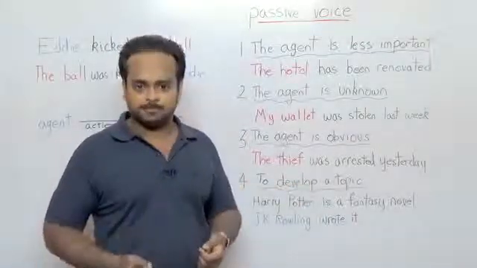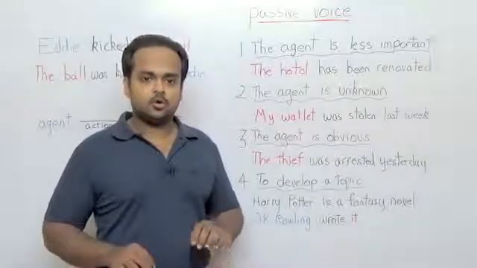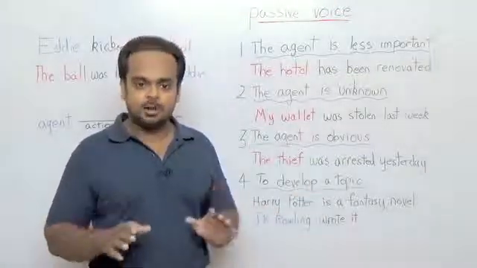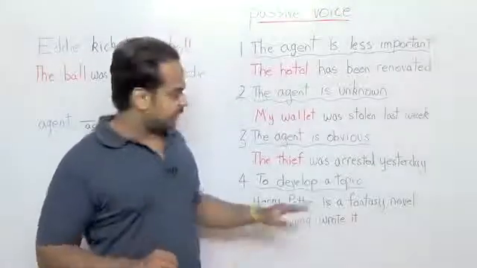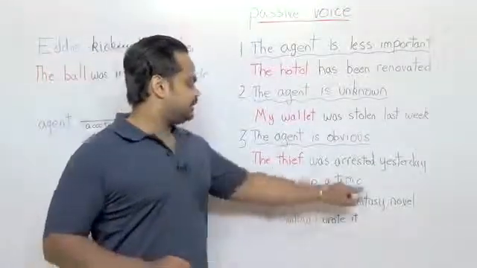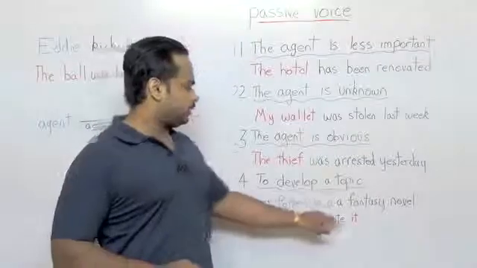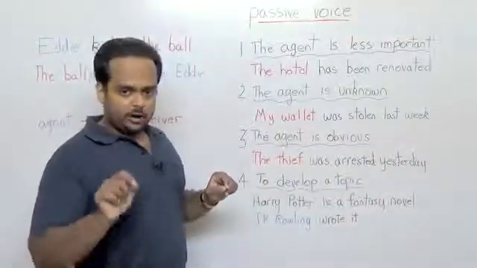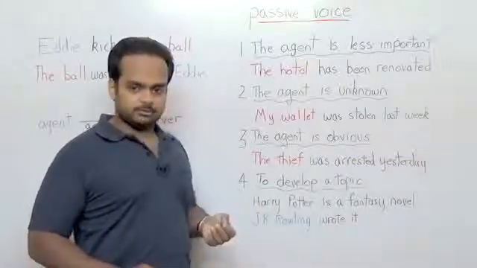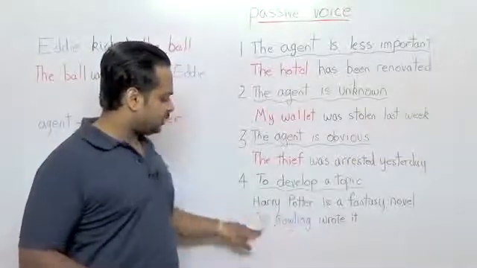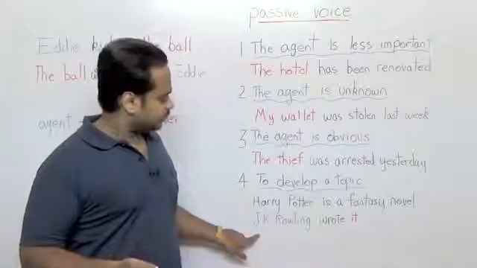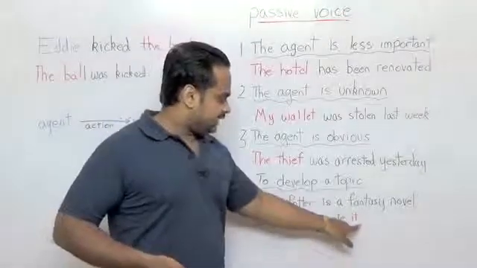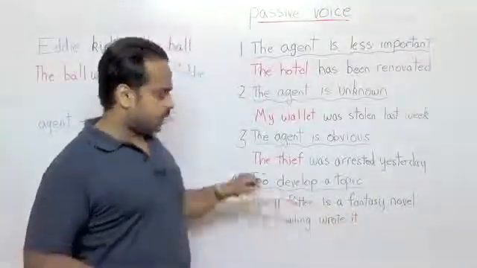develop a topic. This is when you have two or more sentences that talk about the same topic. Like in this example, Harry Potter is a fantasy novel. J.K. Rowling wrote it. It refers to Harry Potter. Now we are interested in the second sentence. In the second sentence, J.K. Rowling is the agent, wrote is the action, and it is the receiver, that is Harry Potter.